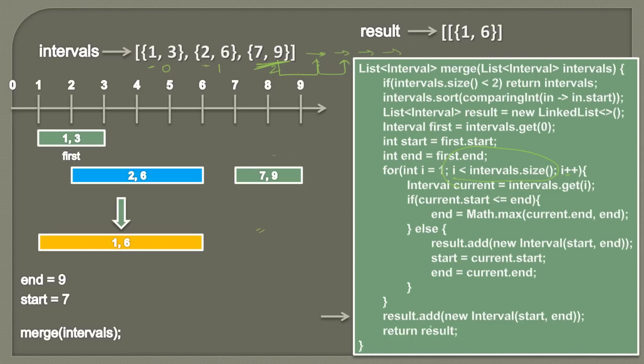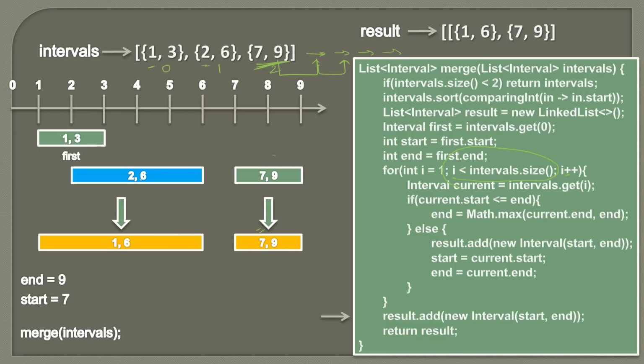non-overlapping interval. So we do result.add new interval and we pass the value of start and end which is 7, 9. So it would look something like this, that this is also one such non-overlapping interval. And our task was to merge all the overlapping intervals and only return the non-overlapping intervals.